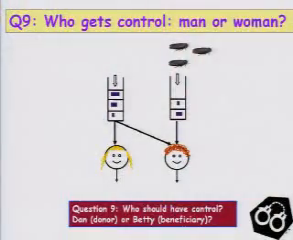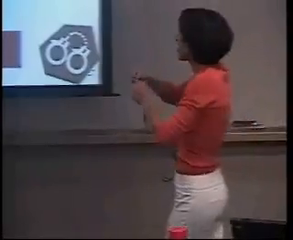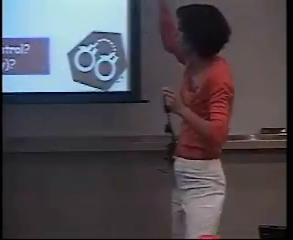Who gets control? Oh, we have handcuffs. Who gets control? These, by the way, are genuine handcuffs. These are not toy handcuffs. These are the real thing from the police department. So, they were not carried on. This is a pair of genuine handcuffs. And the question is, should the man or the woman have control over the threshold? Now, let me explain what I mean by that.